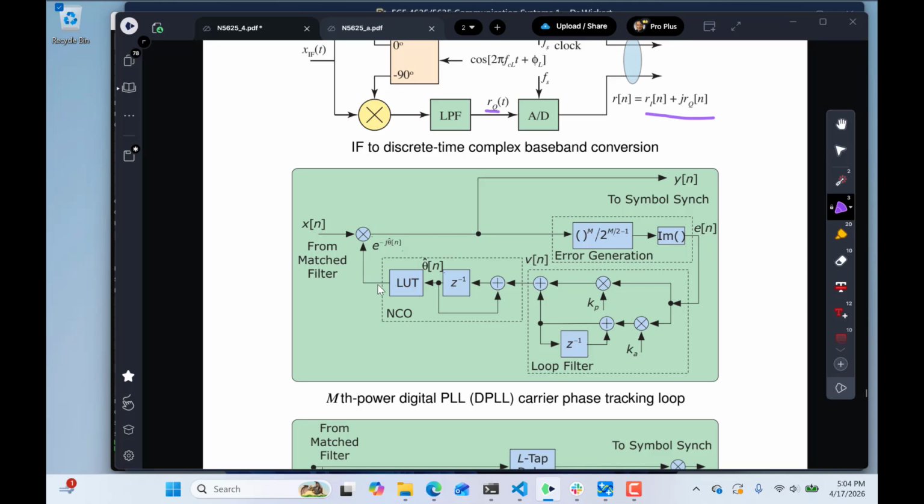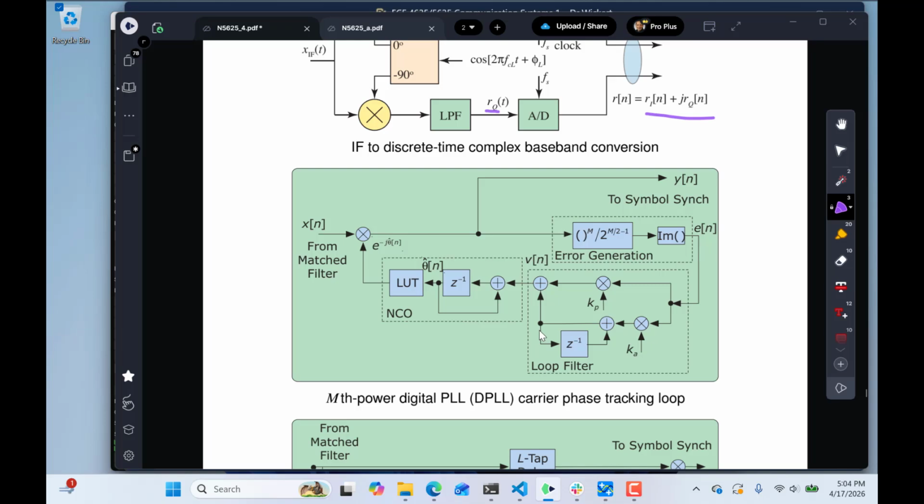This is like the squaring loop. So we take our signal and we take it to the nth power. We take the imaginary part of that, and that is going to give us an error signal, an error waveform, for driving a digital loop filter. This is just a lead-lag loop filter in the discrete time domain, equivalent to the one we were looking at at the end of class this past Tuesday.